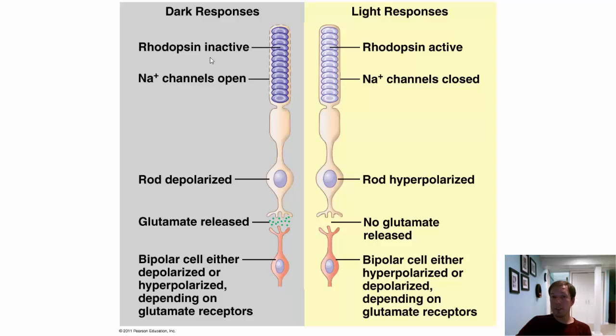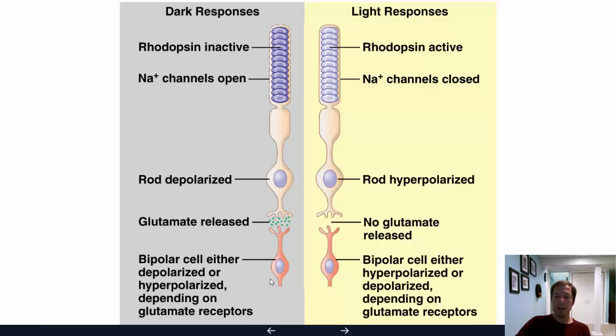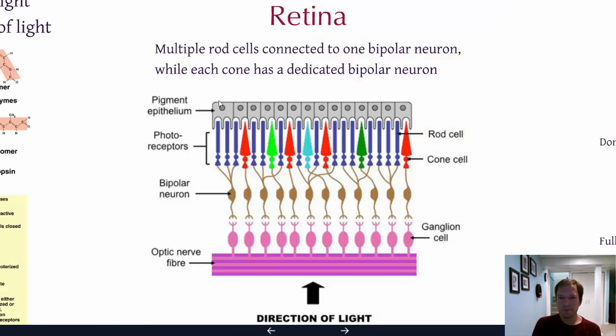In terms of response to dark, rhodopsin is inactive. The sodium channels are open, which is going to depolarize the cell, and depolarization is going to lead to the release of glutamate, which in this case is the neurotransmitter. That neurotransmitter will either depolarize or hyperpolarize the adjacent cell.